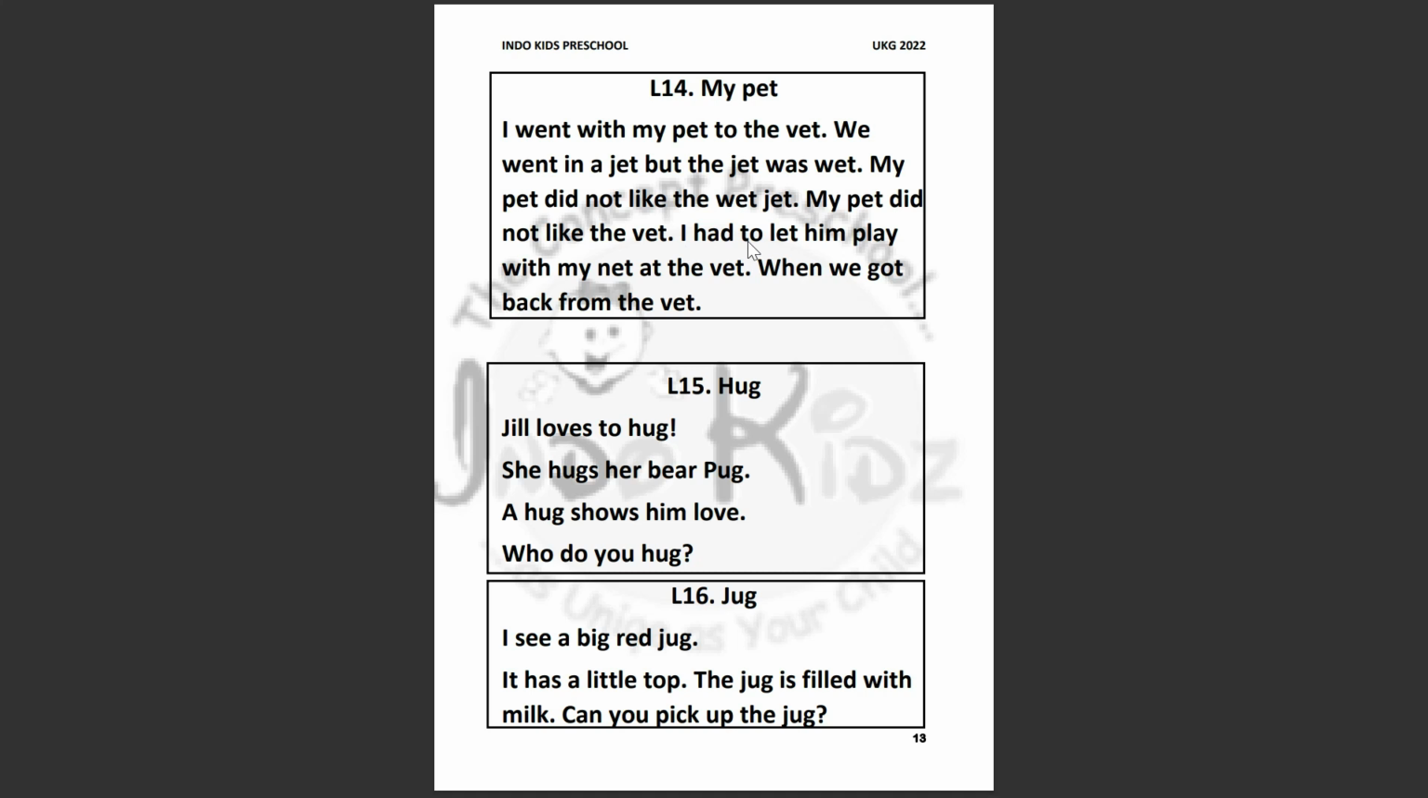I had to let him play with my net at the vet. And when we got back from the vet. Last line once again. When we got back from the vet. So over here, from is a new word. FR, that's f and r. From, that's from. From the vet.